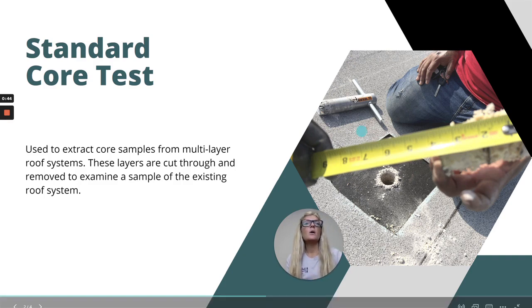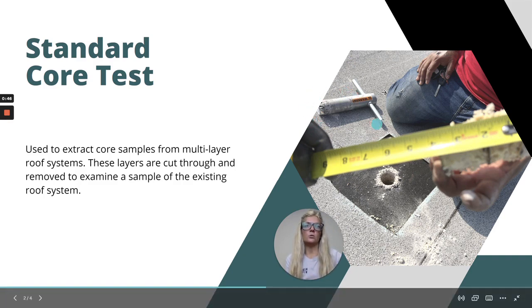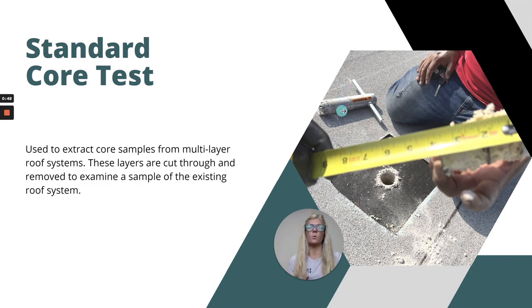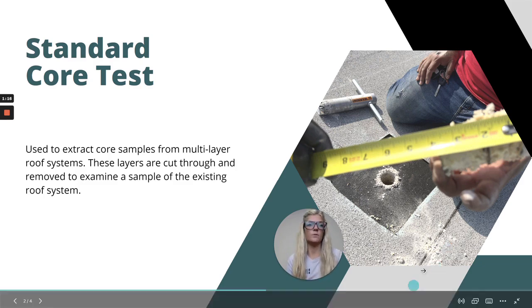So here we have a photo of the extraction tool itself. This is a standard core extraction tool. Here is where the sample was taken from. So you can see we actually cut through the membrane into the substrate, and then this is the core sample itself. So this was a large loss project we had where they had sustained damages to the roof system from storm damage that had actually ended up leading to interior damages. So we were testing for moisture within the system as well as determining the composition of the roof system.